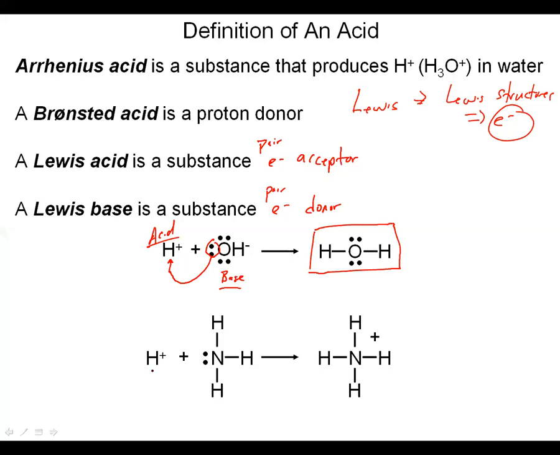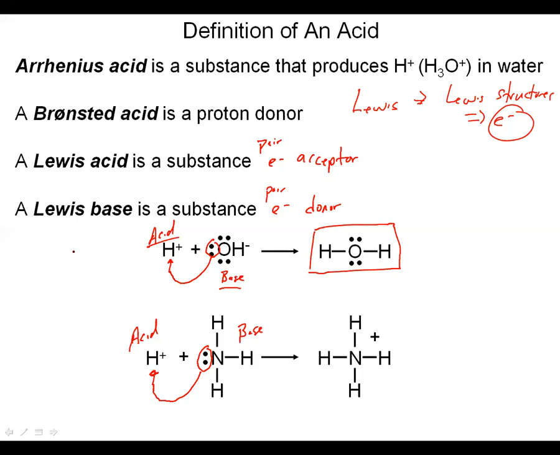Here, same thing. We have our deficient H plus. Our NH3 has that pair of electrons that, again, it could donate over to our H plus, making our H plus, again, our acid, and our NH3 here, our base.